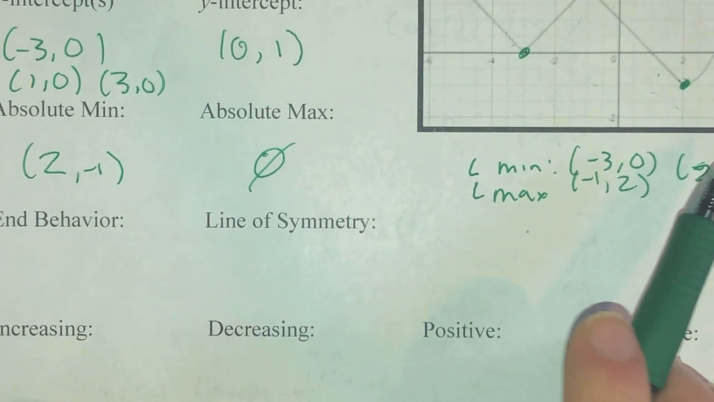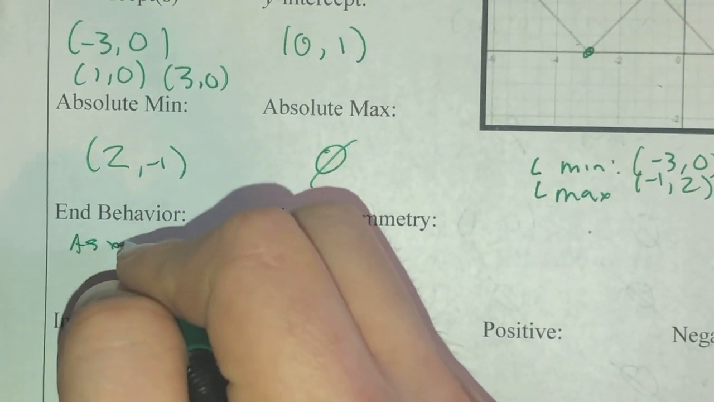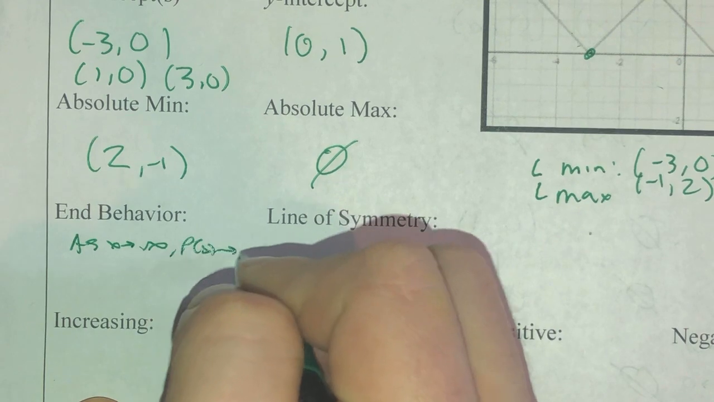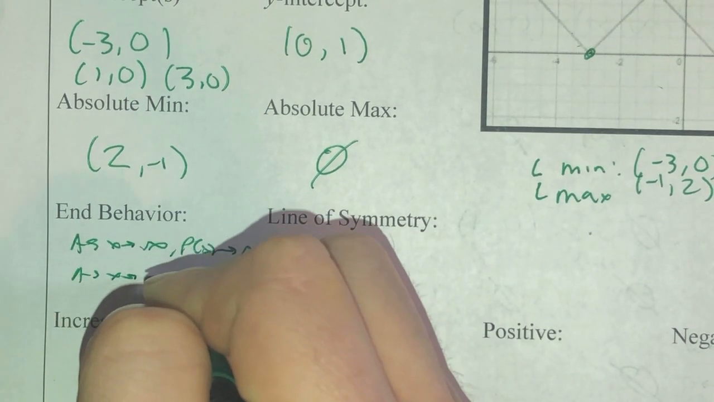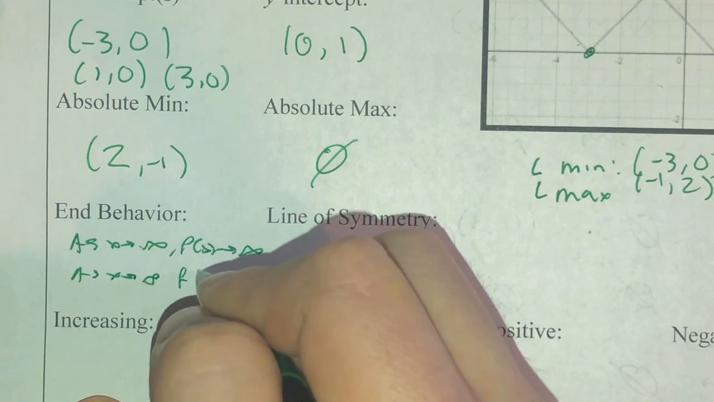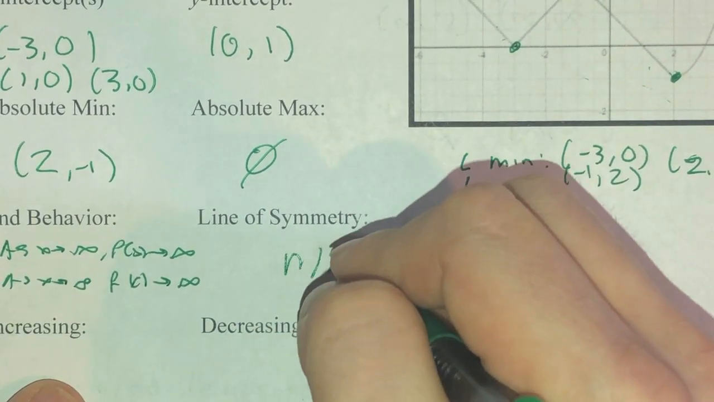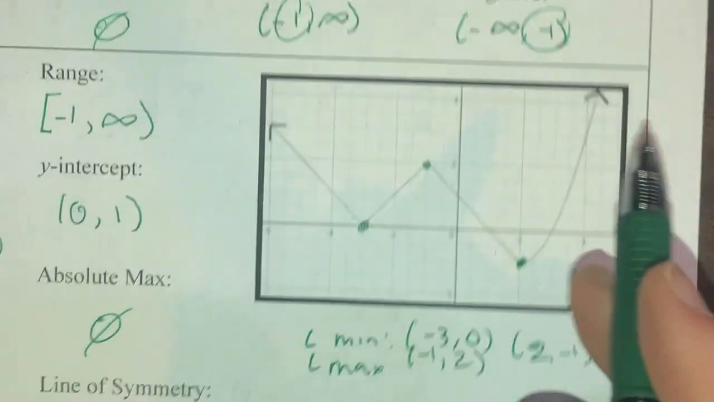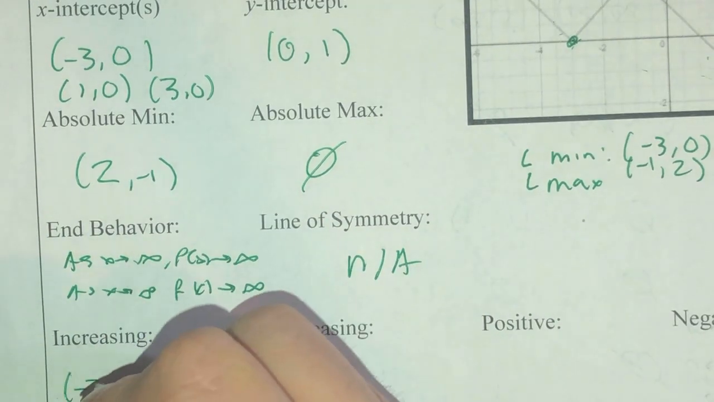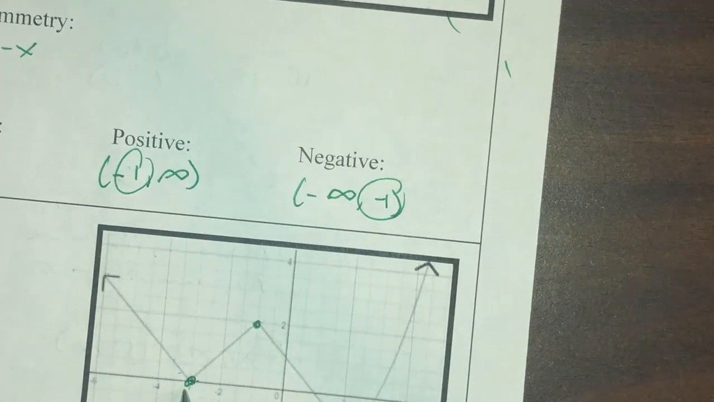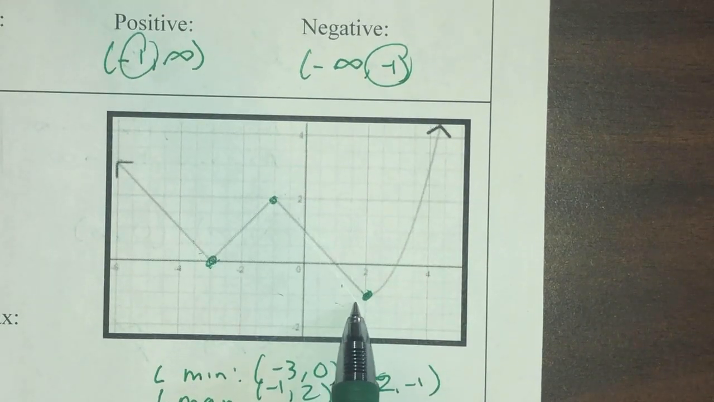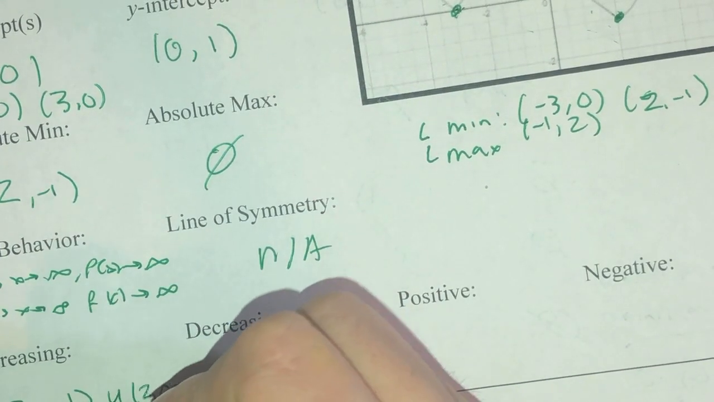Okay? End behavior. As x goes to infinity, f of x goes to infinity. As x goes to negative infinity, f of x also goes to infinity. Okay? Line of symmetry, none. Increasing. So, remember, the local maxes are the cutoffs. So it's increasing from -3 to -1, and then from 2 to infinity. Union 2 to infinity.